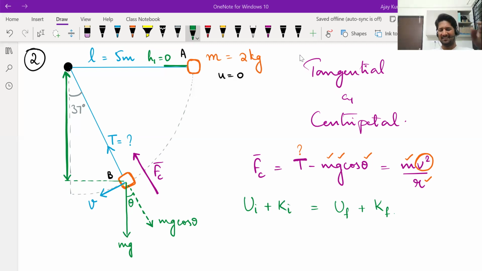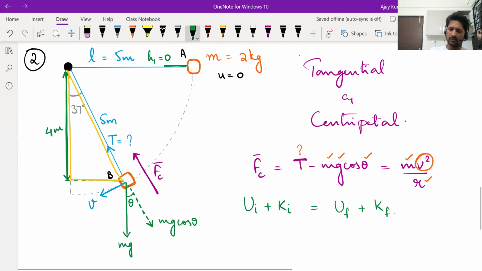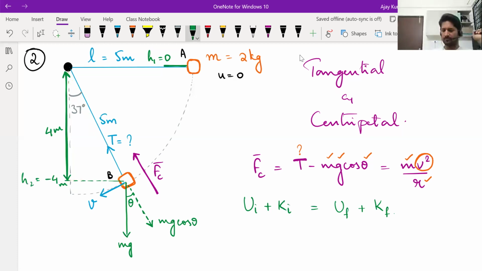Okay. Fine, listen all of you. It will be 4 meters. This is the right angle triangle which you can make use of. We know the hypotenuse, it is 5 meters long. Angle is 37, we need the adjacent side. So 5 cos 37 will be 4 meters. The block is descending by 4 meters. So its final height, h2, should be taken as minus 4 meters. These height values will help us in writing potential energy.